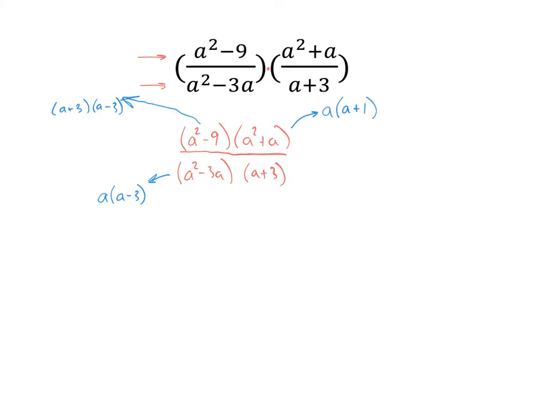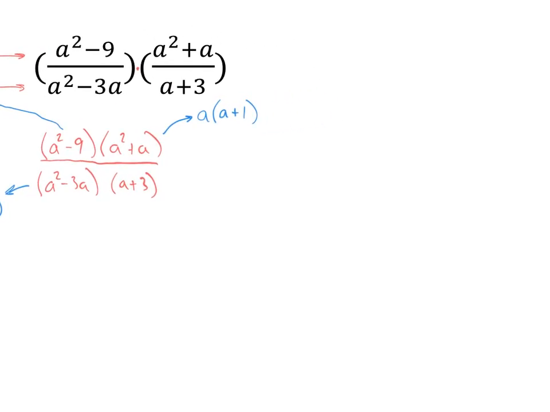So let's rewrite this fraction. Instead of it being like this, let's use these new factored forms. So we'll slide over here. This equals a plus 3 times a minus 3 times a plus 1. That's our numerator, fully factored. Our denominator then is a times a minus 3 times a plus 3.